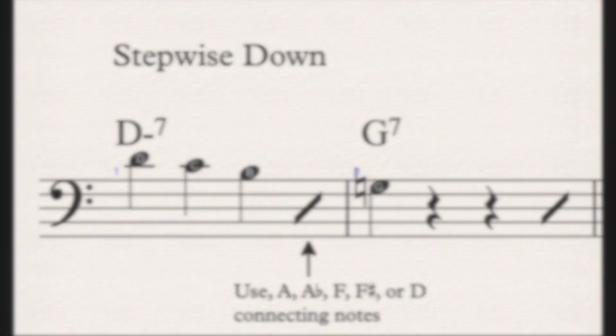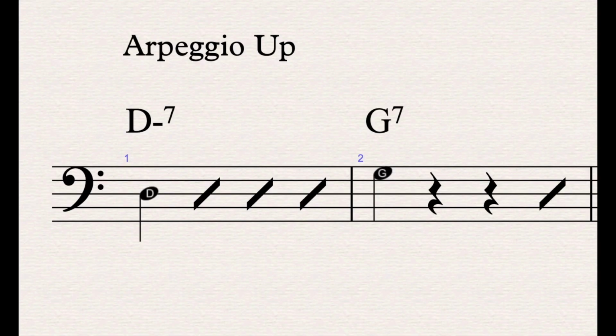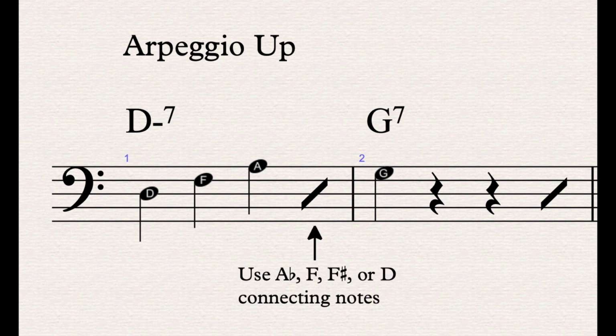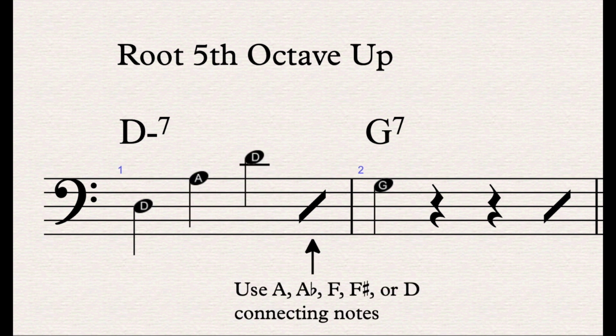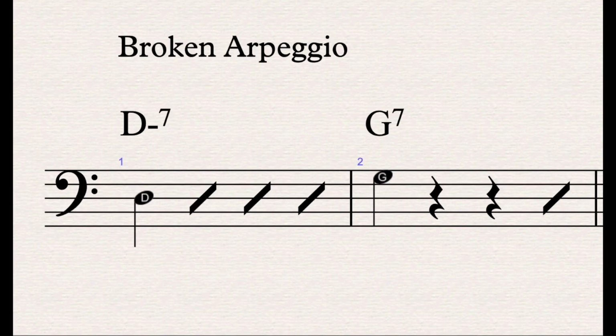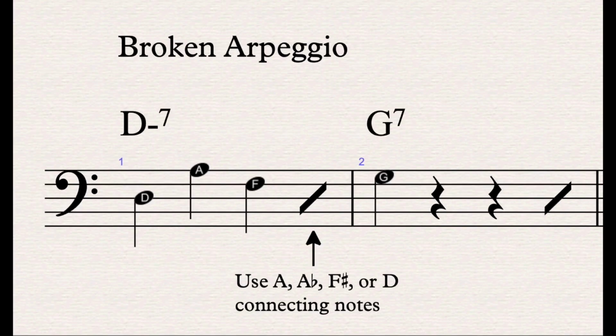So our first 3 notes get outlined for us. If we choose the arpeggio shape, that would be D, F, A, and then we choose one of our connecting notes. If we do the root 5th octave shape, we get D, A, D, and then we choose one of our connecting notes. We can also do a broken arpeggio where we go D, A, F, like we jump to the 5th before we play the 3rd. Again, the 4th note would be our connecting note.